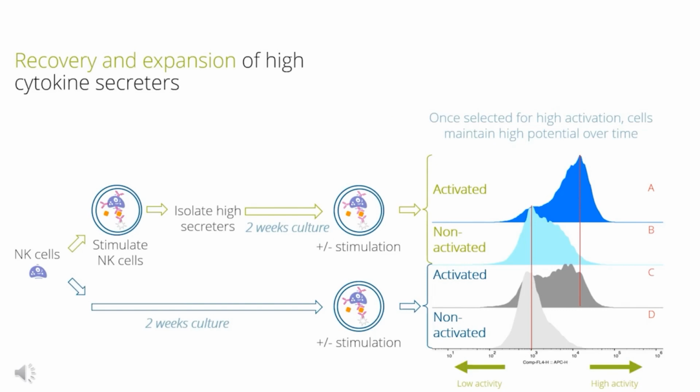Now that we have identified our high secretors, we want to see if these high secretors retain their potent profile after expansion. So we have sorted out the high secretors, expanded them in culture for 2 weeks, and after the 2 weeks of expansion, they were stimulated again and the cells were tested. The sorted high secretors have kept their potent profile even after 2 weeks of expansion.